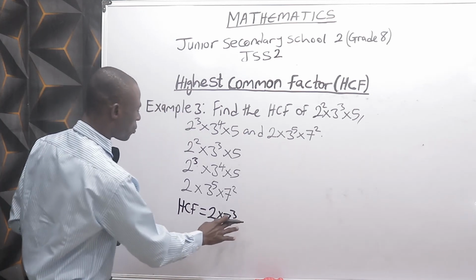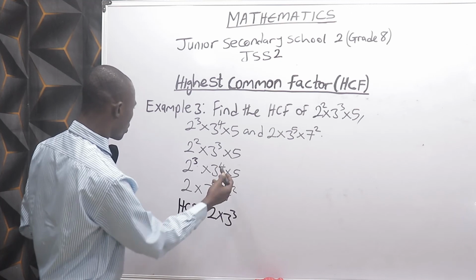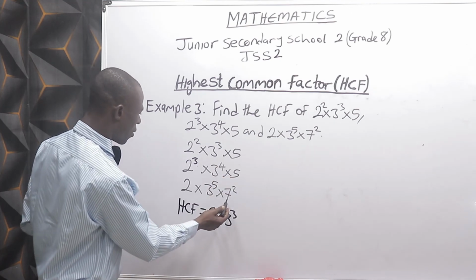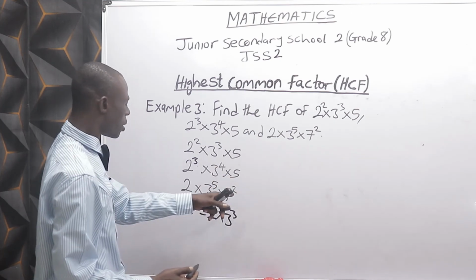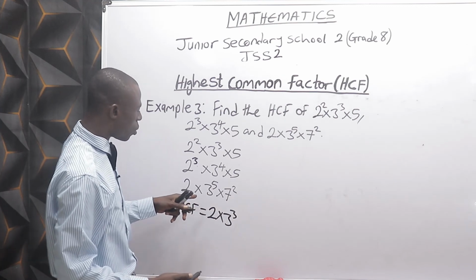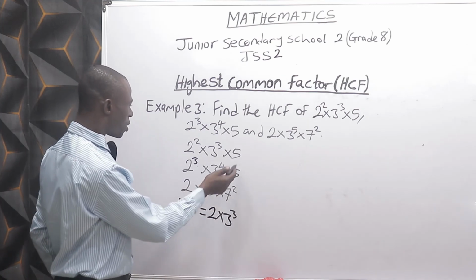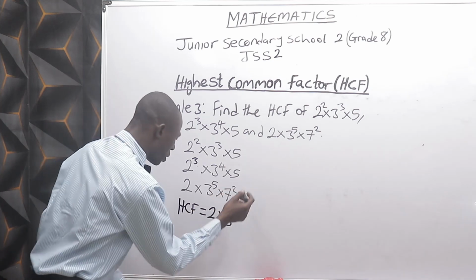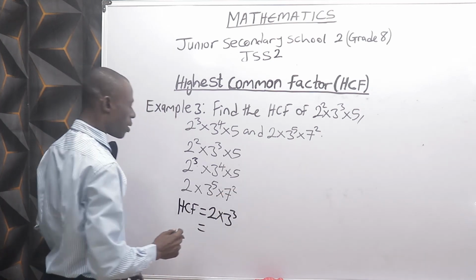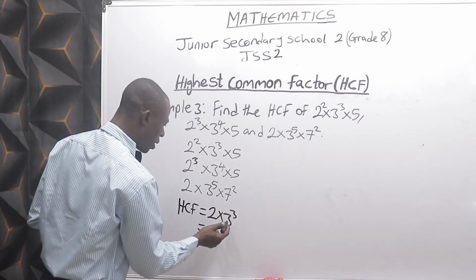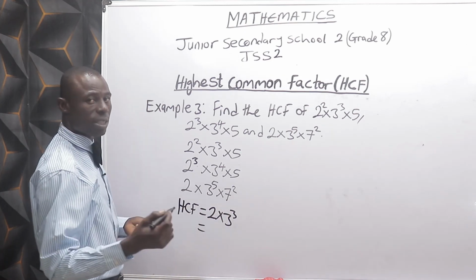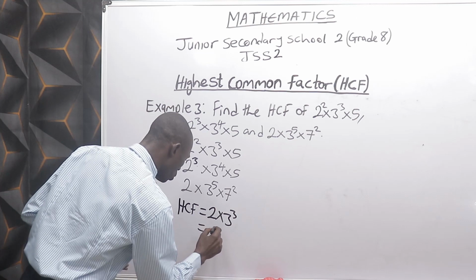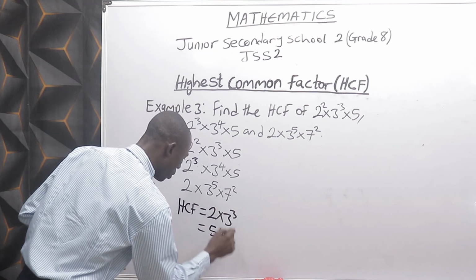What else is common? 5 is not common. 7 is not common. 7 is in only one expression. 5 is in 2 expressions. So this is the answer. If we want it as a figure, 3 raised to power 3 is 27. 27 times 2, that is 54. And that is it.